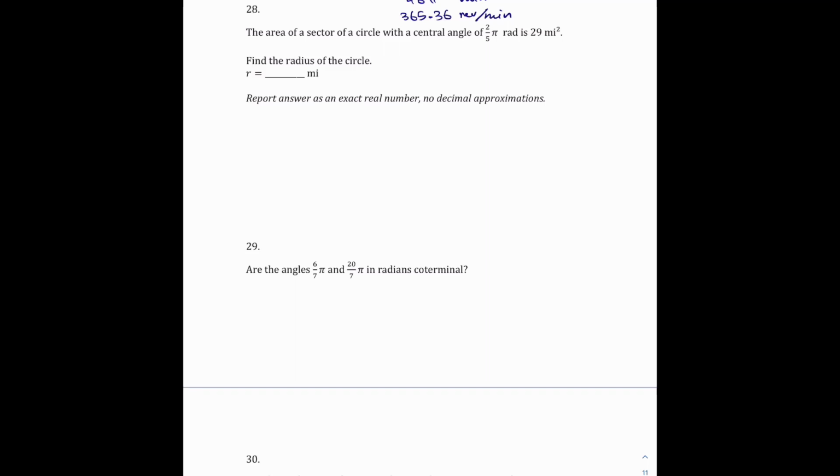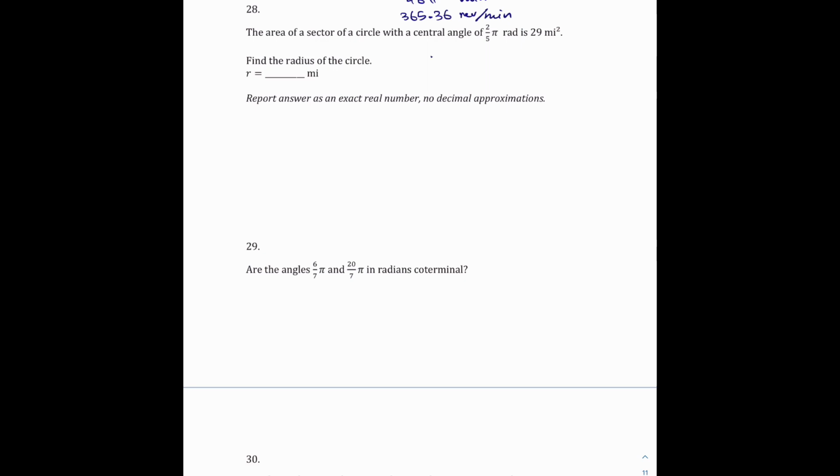Exam 1 review, part 7, question number 28. The area of a sector of a circle with a central angle of 2π/5 radians is 29 miles squared. We need to find the radius of that circle.